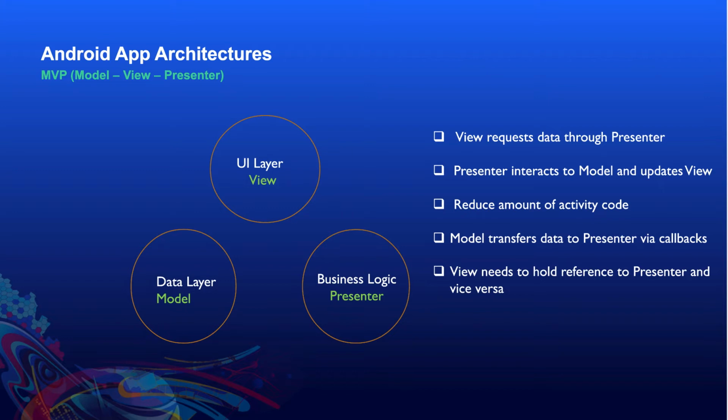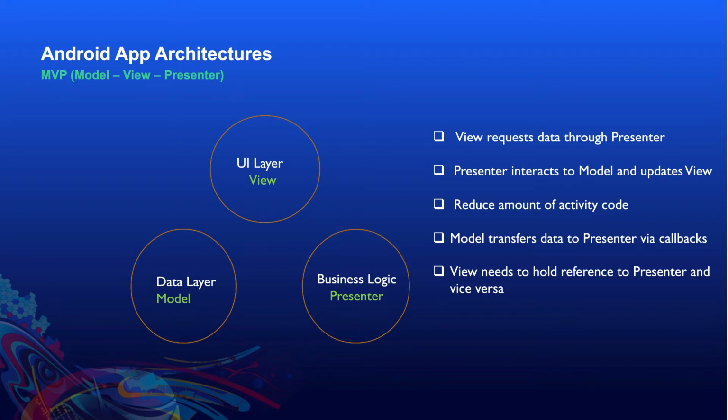And one of the downsides with MVP is, as the app size grows, the views in MVP need to hold a reference to the presenter and vice versa, and the communication was happening between the models and presenters via callbacks. So over a period of time, although we were able to separate it, the logic kind of bloated within the presenter classes. So the presenter now has become the all-knowing class with a lot of code included in it.